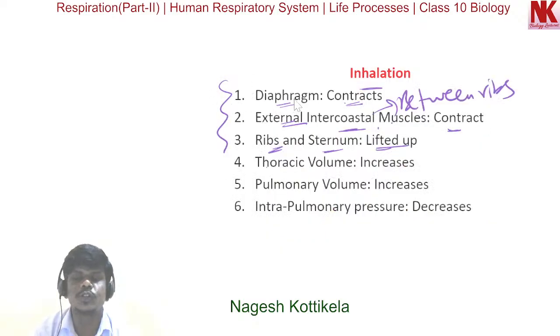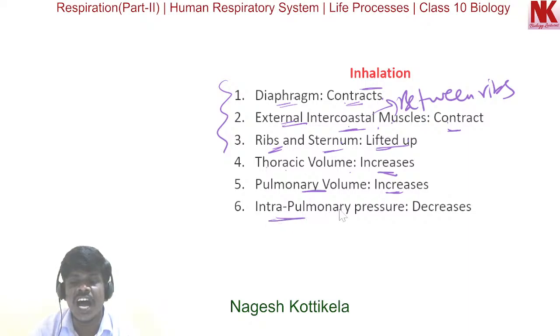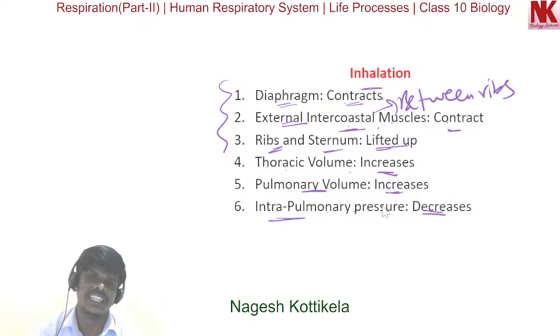What is happening to the diaphragm? It is contracted. And what happens to the external intercostal muscles? They also contract. Ribs and sternum are lifted up. Because of these events the thoracic volume increases and the pulmonary volume also increases. As a result, intrapulmonary pressure decreases.